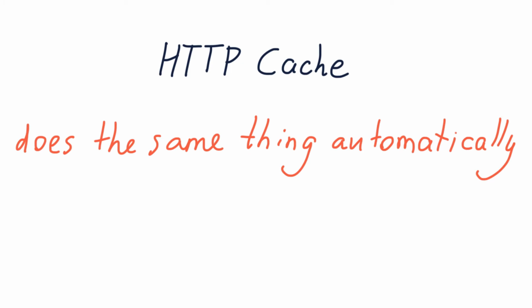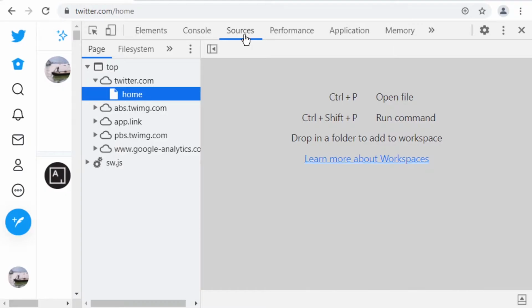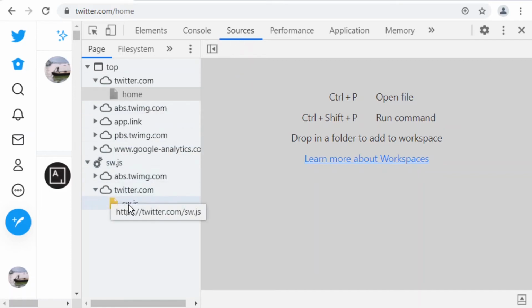So why do we need all this service worker stuff? Well, HTTP cache is really great for some static assets, but it doesn't help with the root HTML file, and thus it's not enough for offline support. A service worker lives in a separate file, which has to be deployed on the same origin as the page that it wants to control. In the case of Twitter, we have an SW JavaScript file for that.